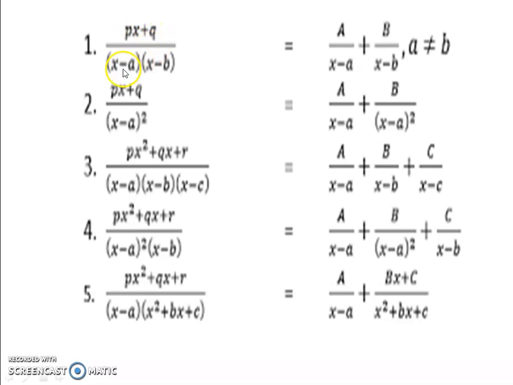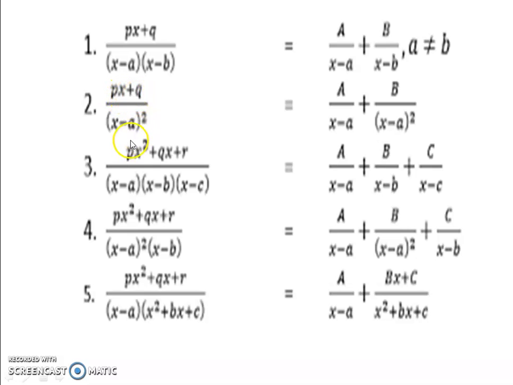(px + q) upon (x − a)(x − b), then A upon x − a plus capital B upon x − b. We allocate the numbers, that is constants, as A and B always. Then we have to find the values of A and B. Compulsorily a and b must be different numbers. That means a is not equal to b.